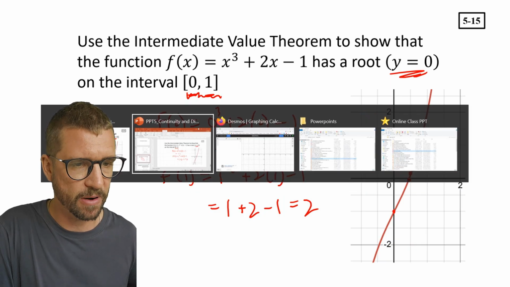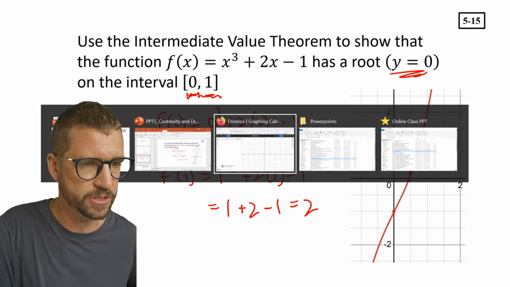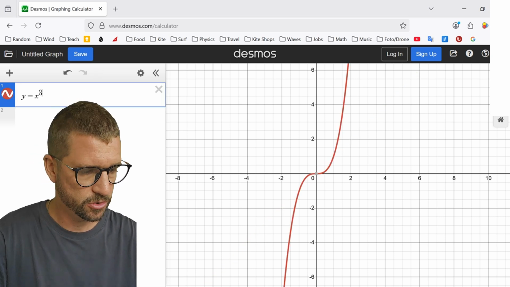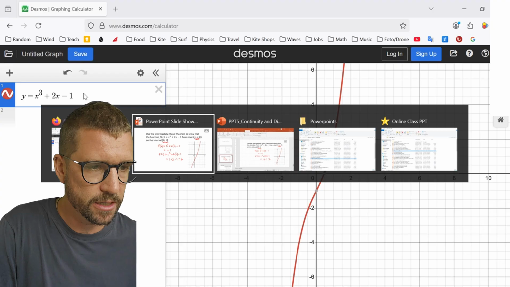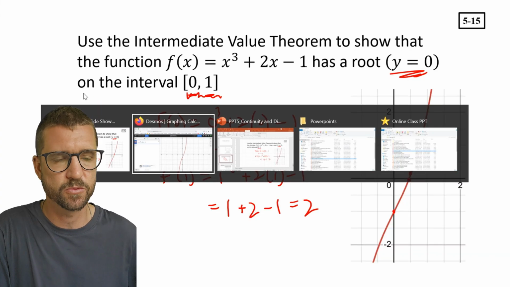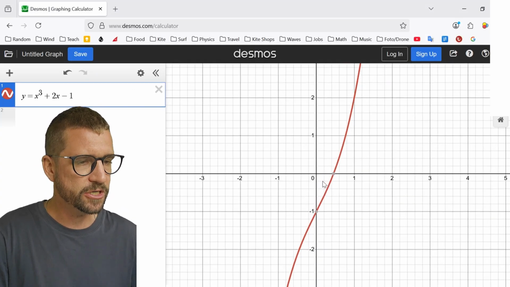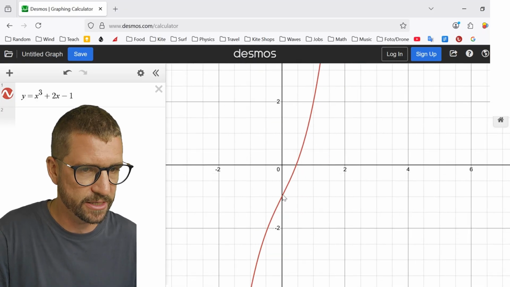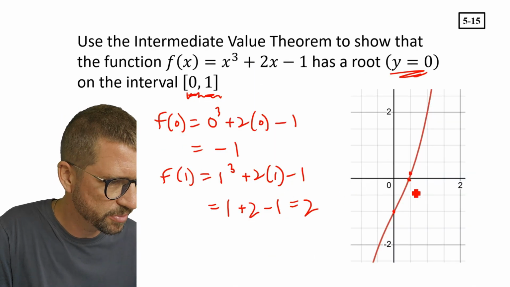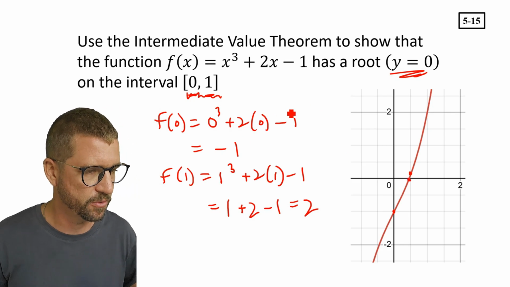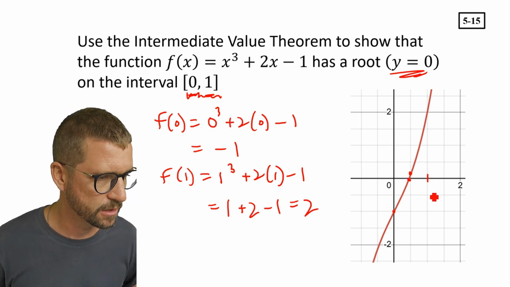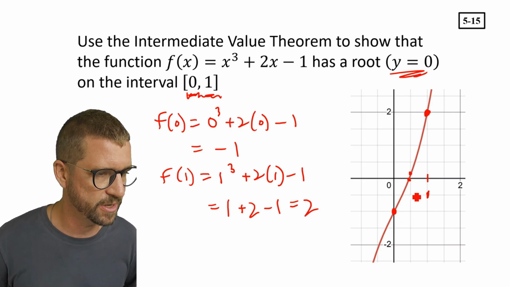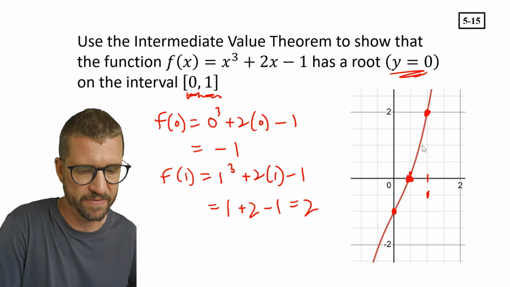If we graph this function on Desmos, y equals x cubed plus 2x minus 1, that's correct. We can zoom in really far. So we know that here's 0. Is that the right one? x cubed plus 2x minus 1. Yeah, okay. Sorry, this is a half, not 1. So between here and here, we definitely have that value c.